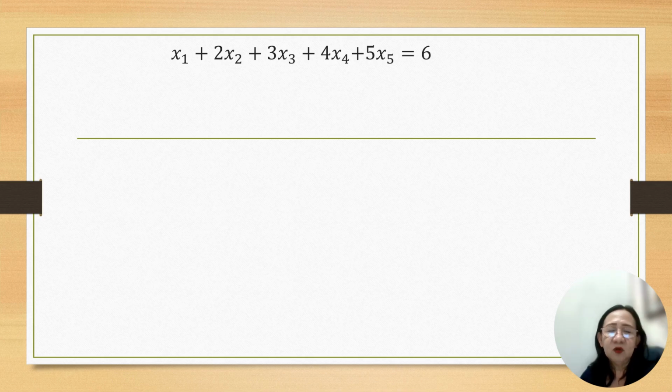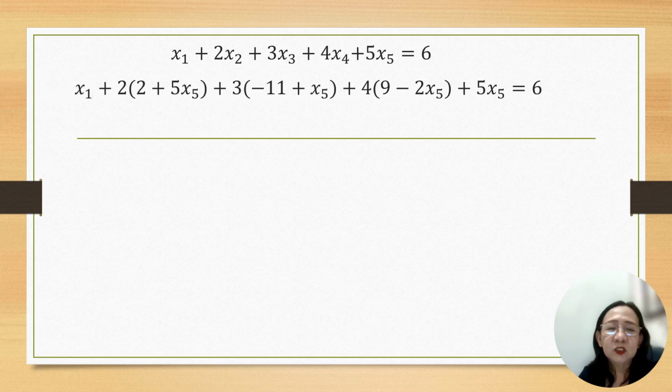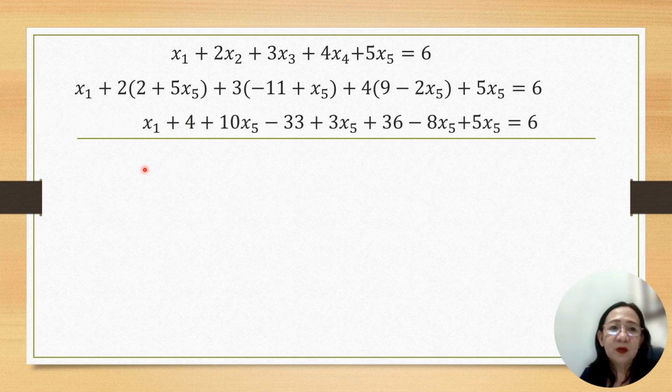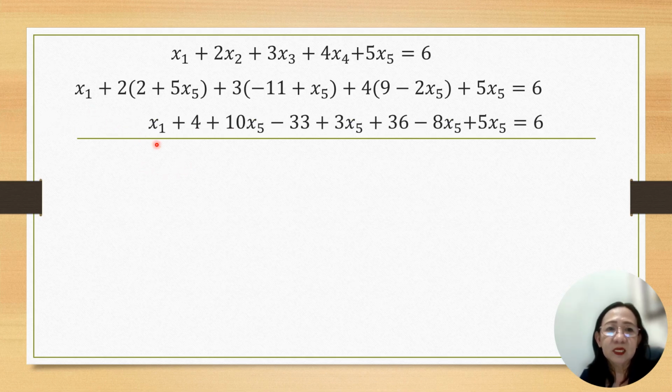And lastly, let us find the value of x sub 1 using the first equation. Substitute the value of x sub 2: we have 2 plus 5x sub 5. The value of x sub 3, negative 11 plus x sub 5. Substitute the value of x sub 4, which is 9 minus 2x sub 5. And then apply the distributive property. So, we will arrive at x sub 1.